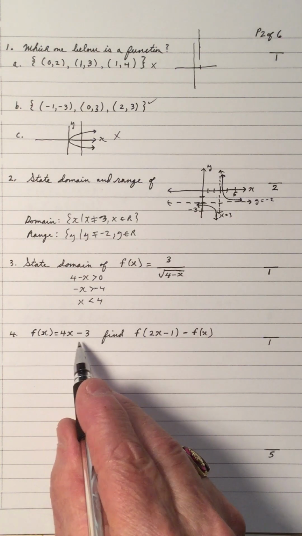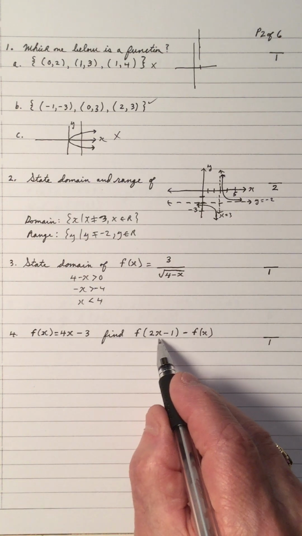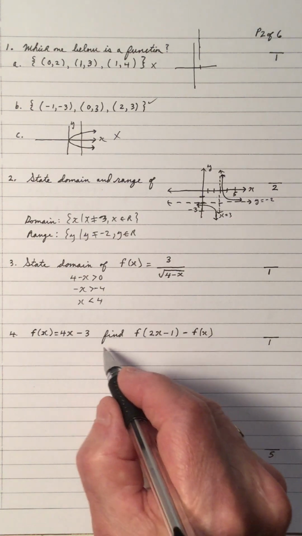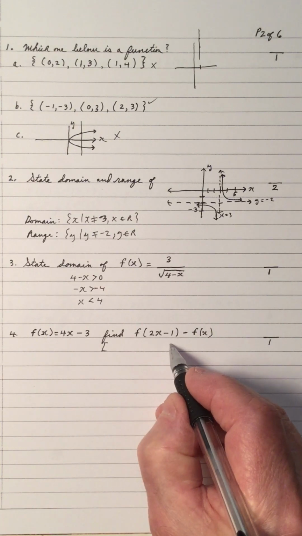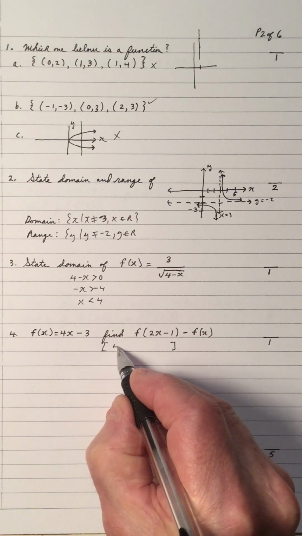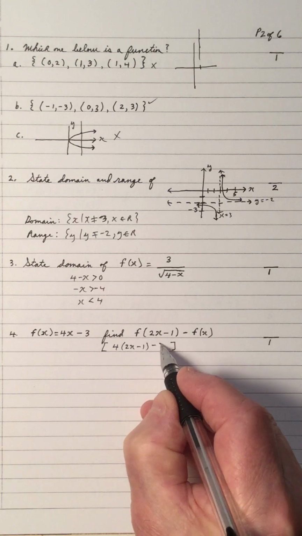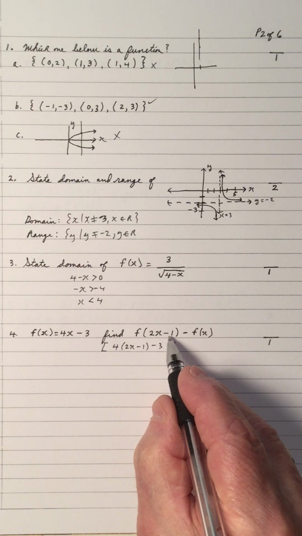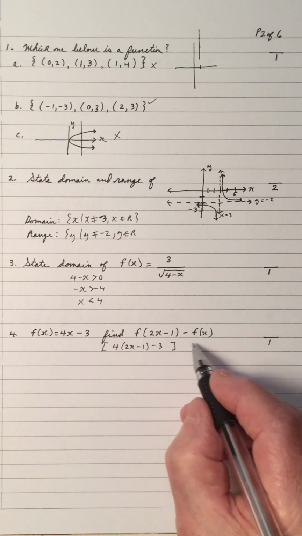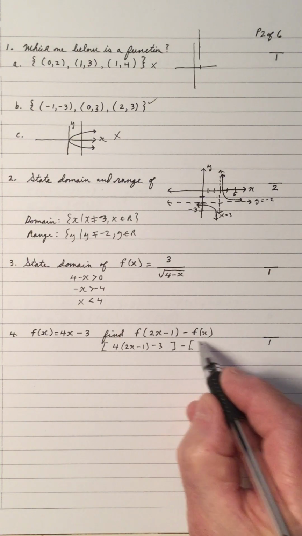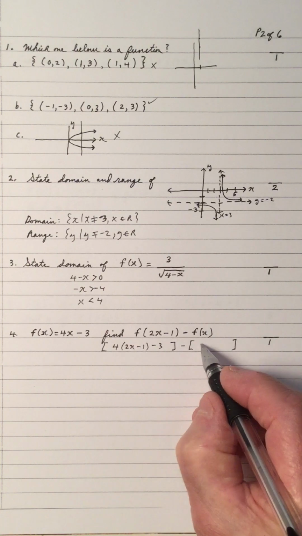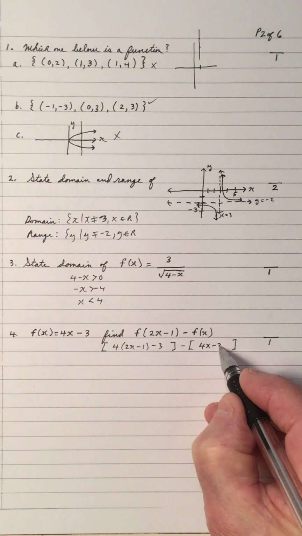F of x equals 4x minus 3. Find the f of 2x minus 1 minus the f of x. So let's use square brackets. And we go 4 bracket 2x minus 1 minus 3. So 2x minus 1 goes into place of x right here. Subtract the f of x. The f of x is 4x minus 3.